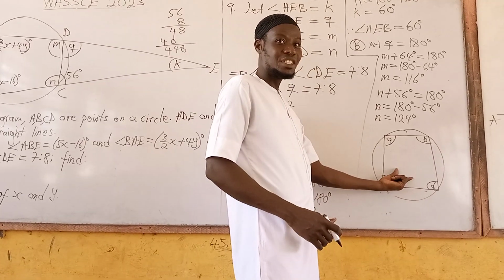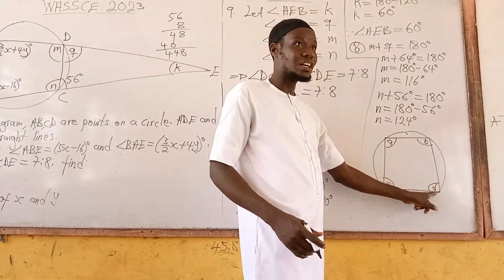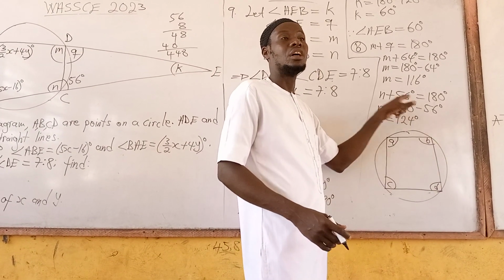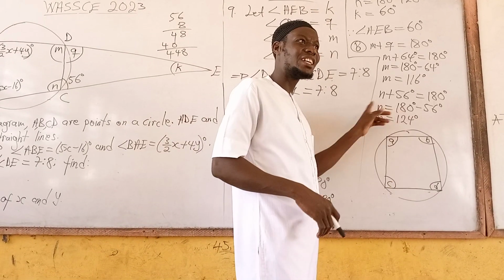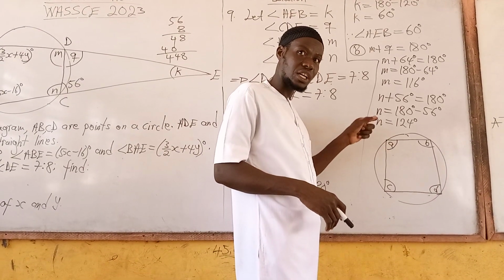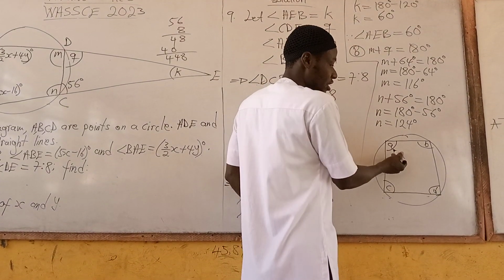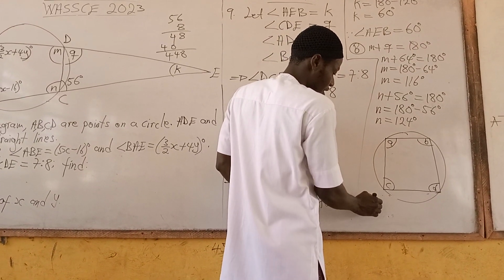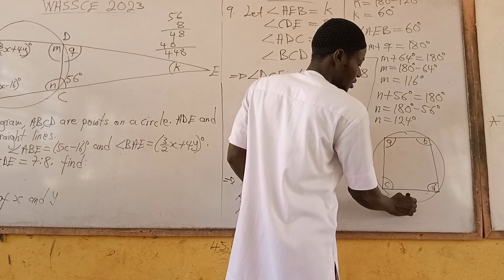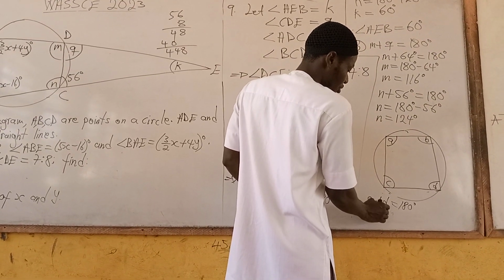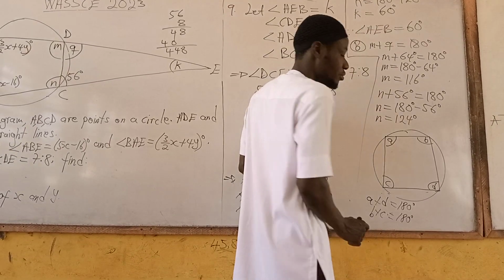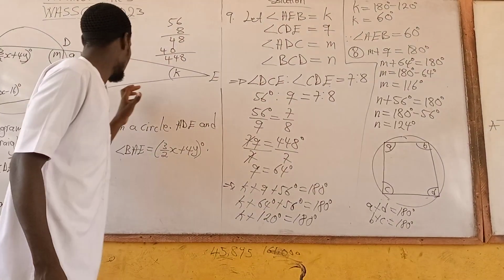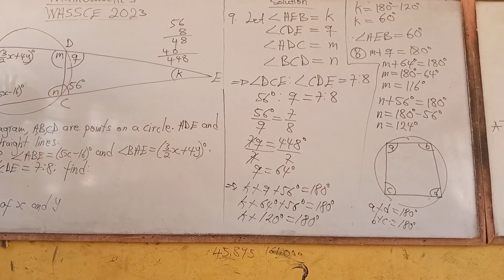The property here is that for the opposite angles of this quadrilateral in the circle, this quadrilateral is called a cyclic quadrilateral. The angle property of a cyclic quadrilateral says that the sum of the opposite angles is 180 degrees. So if I add A to D, it should be equal to 180 degrees. If you add B to C, it should be equal to 180 degrees. This property applies to a cyclic quadrilateral. Good. That is what we are going to apply here to find our X and Y.